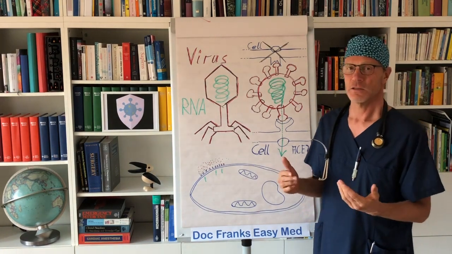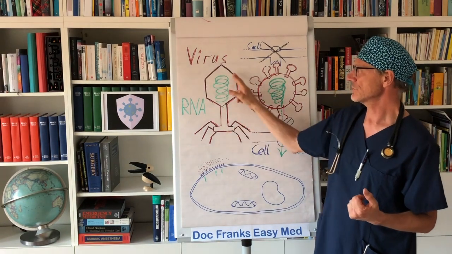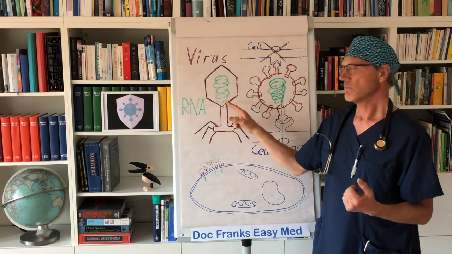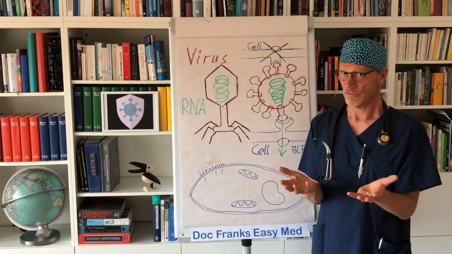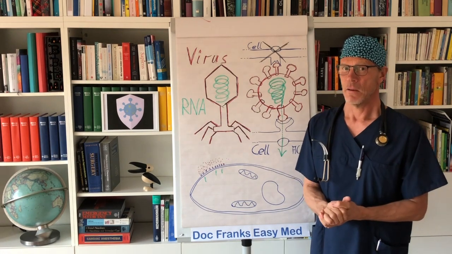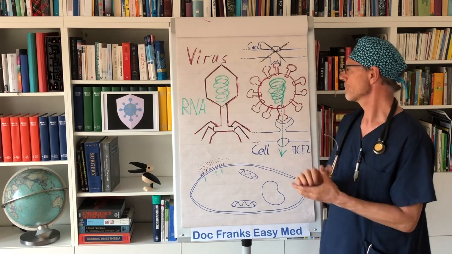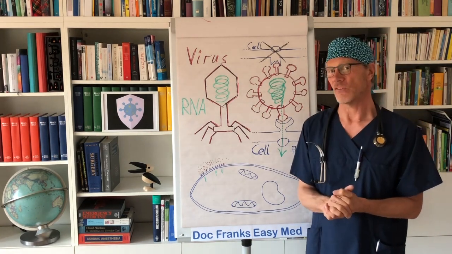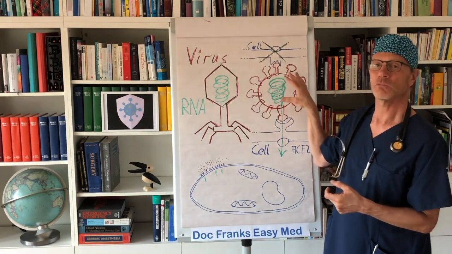So actually the most important part of a virus is the genetic information, because it can't reproduce itself. It needs a host. So that is the reason why it is a parasite. It can't survive without a host. And there are different shapes of viruses, and you are used to the pictures of corona.